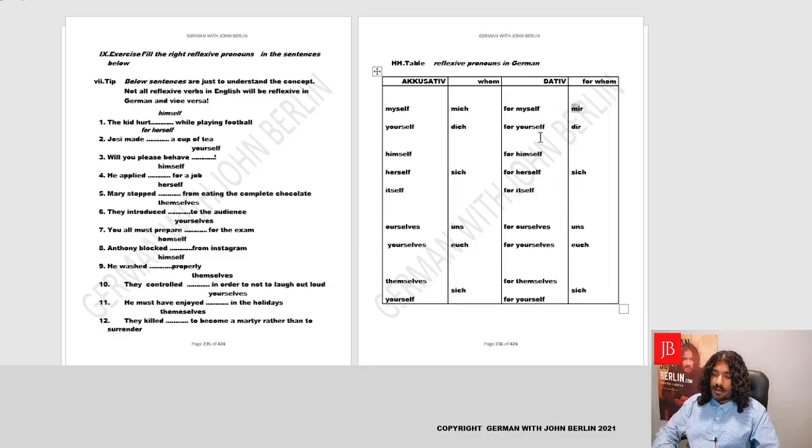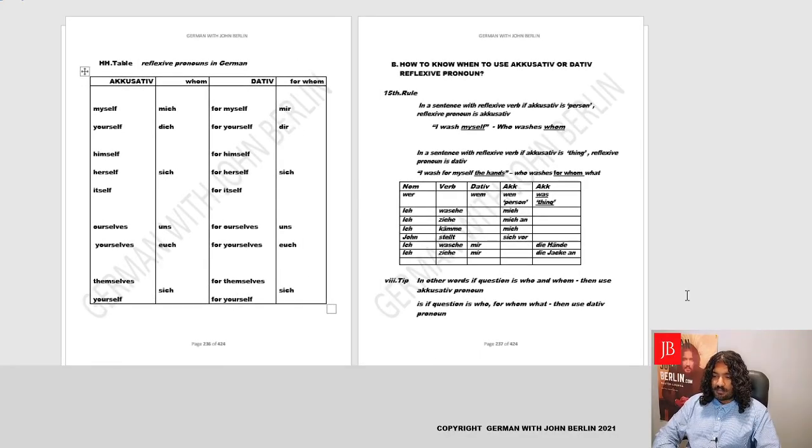But let's say if I say, I make for myself a tea, ich mache mir eine Tasse Tee. Perfect. So only these two are changed: mir and dir, for myself, for yourself. The others look the same. Himself for himself, both look sich. Herself for herself, both look sich. Itself for itself, both look sich. Ourselves look uns for ourselves, also uns. Yourselves looks like euch for yourselves, also euch. Themselves looks like sich, for themselves also sich. Yourself looks like sich as well, for yourself also sich.